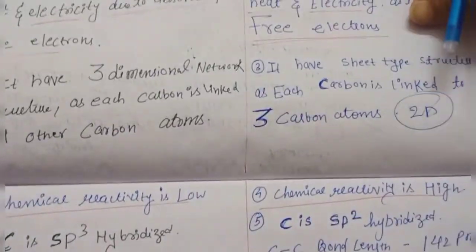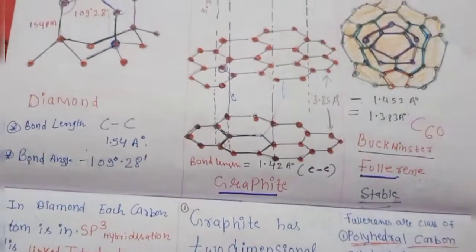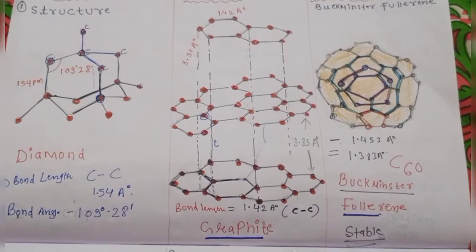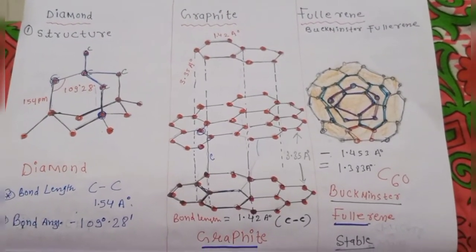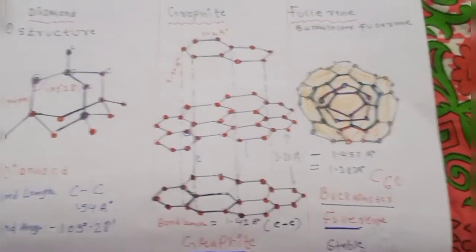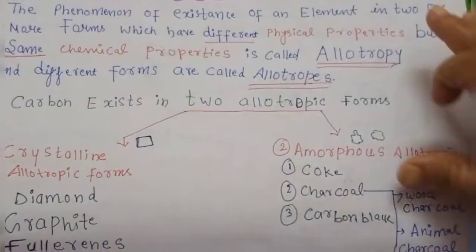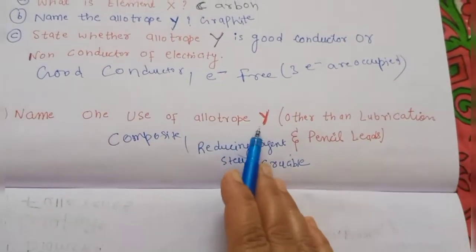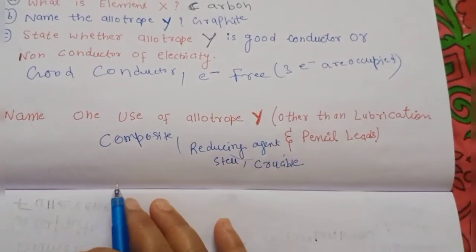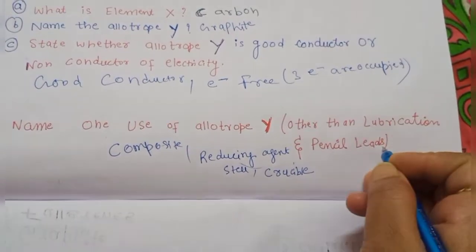So dear students, that is all for the allotropes diamond, graphite, and the fullerenes. This is very important. I hope you like the video. Please share with your friends, complete your notes. Once again, all these questions we saw in the beginning, like naming one use of an allotrope. We have many uses, and you can write any other than the lubricant and the pencil leads.